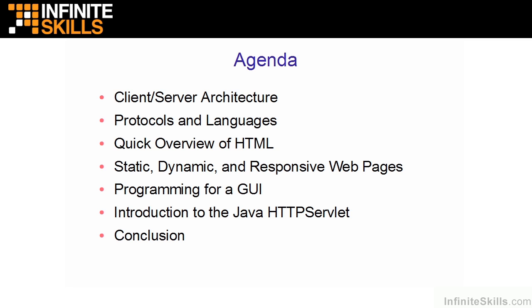First of all, we're going to spend some time looking at what a client-server architecture might involve, and then we're going to talk about some of the protocols and languages used on the web. We'll spend a little time reviewing HTML and just making sure that we have a common basis, some tags that we'll be seeing quite often. And then we're going to take a brief look at three different types of web pages: a static web page, a dynamic web page, and a responsive web page. We'll spend just a little bit of time talking about the difference between programming for a GUI versus procedural programming. And we'll spend the last part of our lesson today diving in and looking at the HTTP servlet from Java, which is what we're going to spend a lot of time programming against in the next couple of lessons.